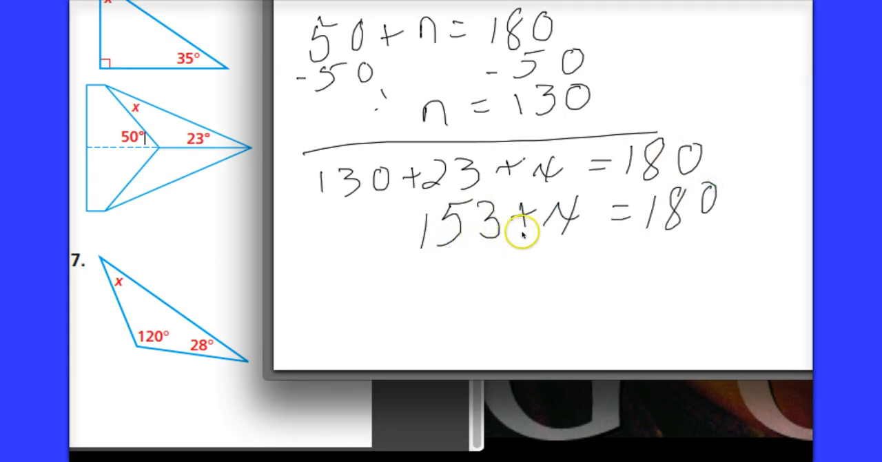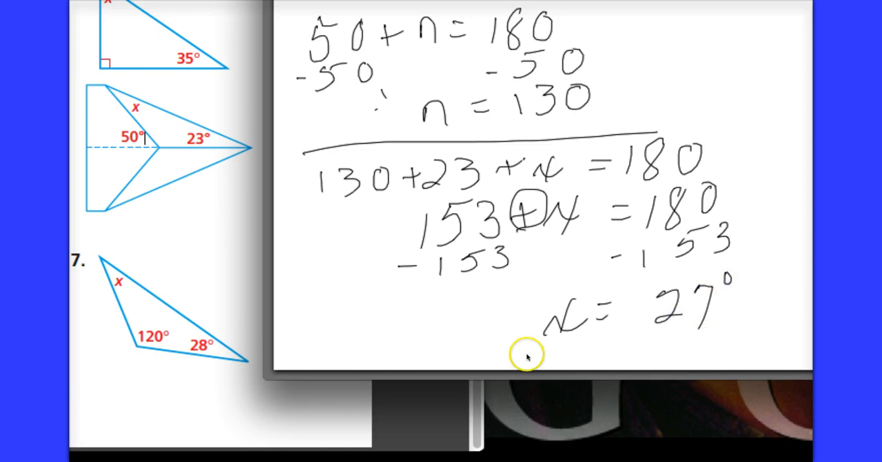You're going to isolate the variable by subtracting 153 from each side. And X is going to equal, what are you going to get when you subtract that amount? And if you said 27 degrees, you're absolutely correct.